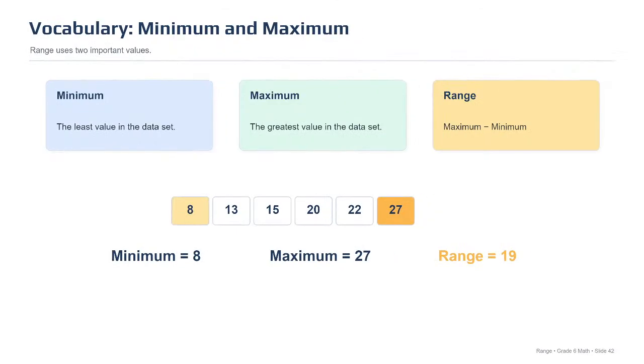Vocabulary, minimum versus maximum. Range uses two important values. Minimum is the least value in the dataset. Maximum is the greatest value in the dataset. Range is the maximum minus the minimum. So maximum right here is 27, minimum is 8, so you do 27 minus 8, which equals 19.